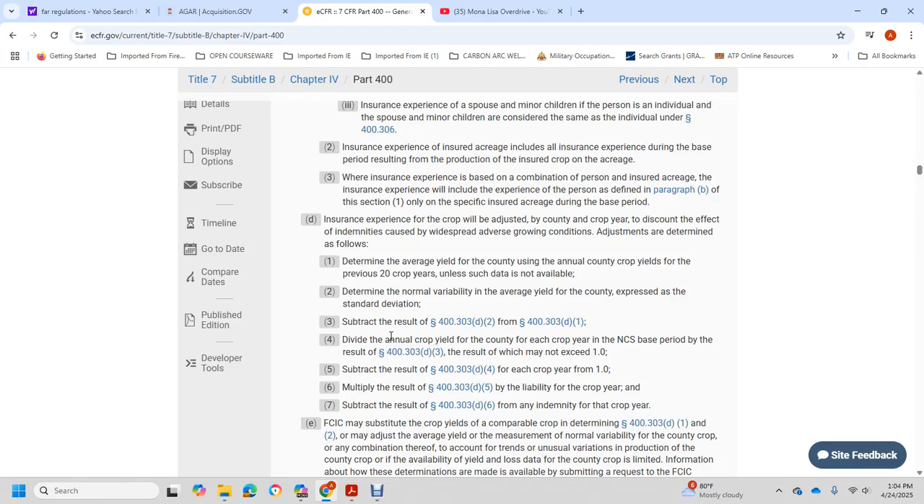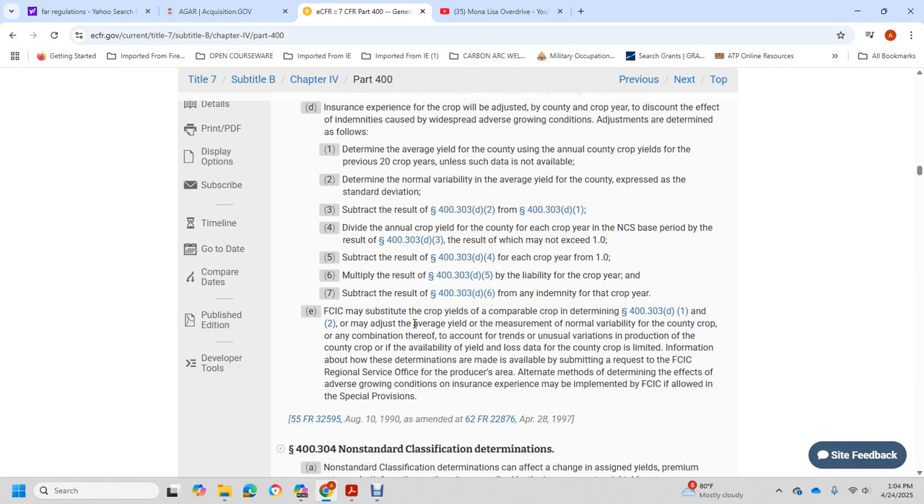Divide annual crop year with the county, with each of the crop year non-standard classification system base year, with the result of the 403.03 D3, not to exceed 1.0, subject to the result of the 403.03 D4. With each crop year with the 1.0, multiply with the result of 403.03 D5 with the liability of the crop of the year. Subtract with the result of the 403.03 D6 with the enemy of the crop of the year.